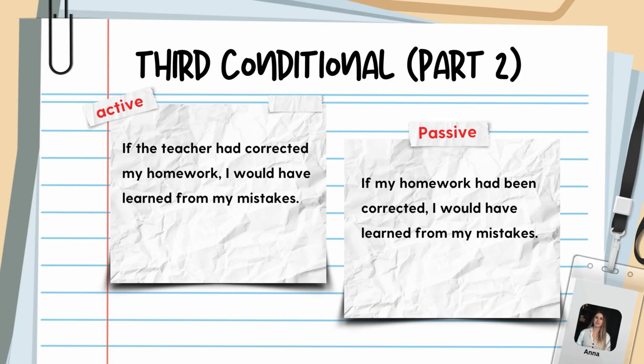Ali, here's what I did. I omitted the subject of the active sentence, the teacher, in the if clause. Then I put the object, my homework, right after if. And finally, I added been right after had. Good answer. Now let us move on to the next one.